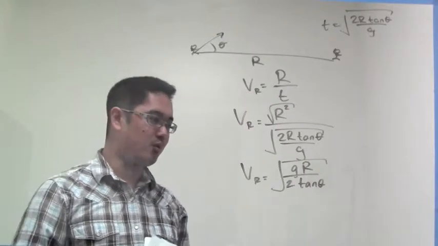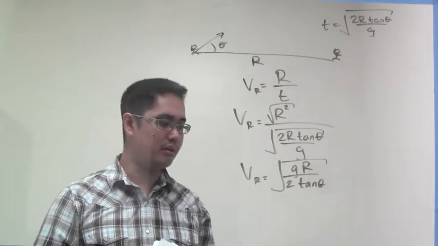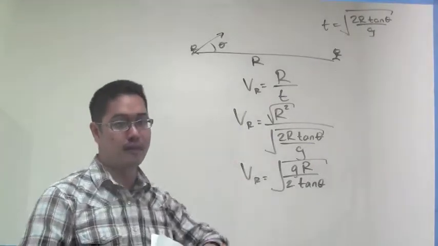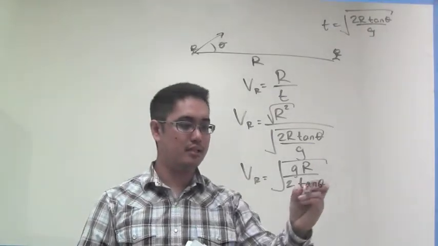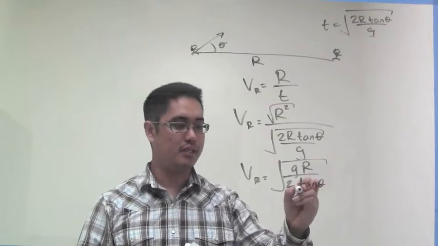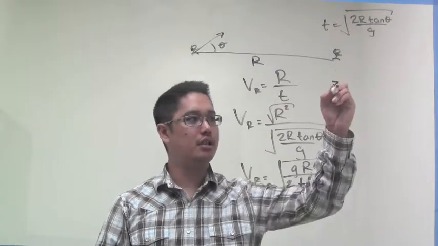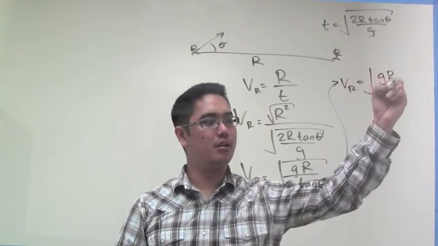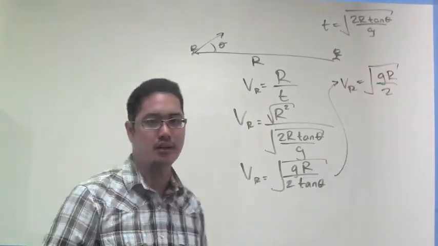If tangent of theta equals 1, that would mean I'm throwing it at 45 degrees, which is what I assumed in the beginning. So then you just let tangent of theta equal 1. Then you end up getting the velocity of the runner is equal to the square root of gr over 2.